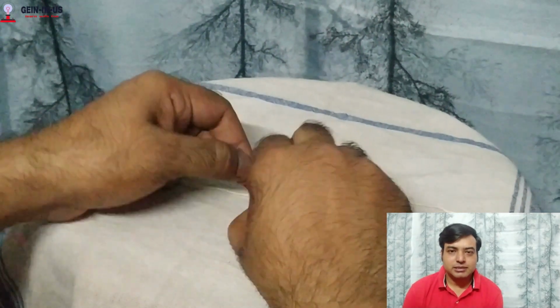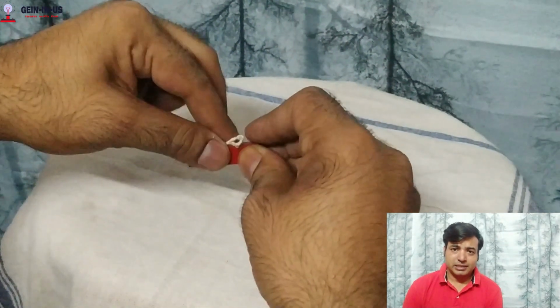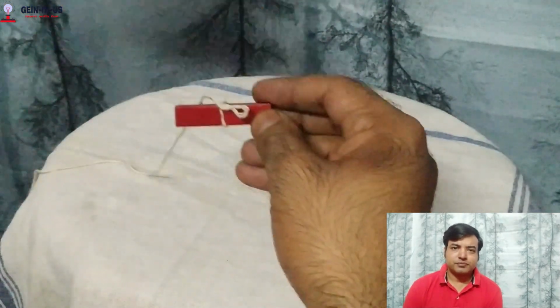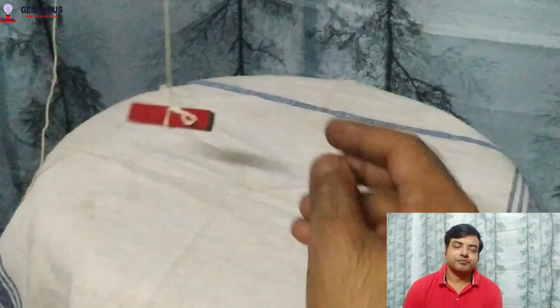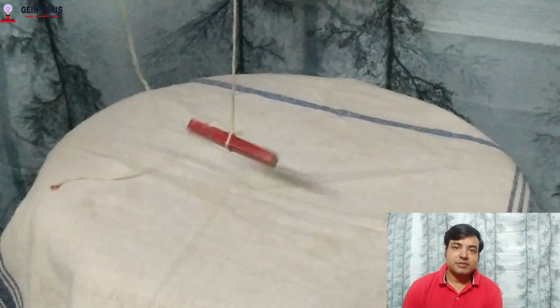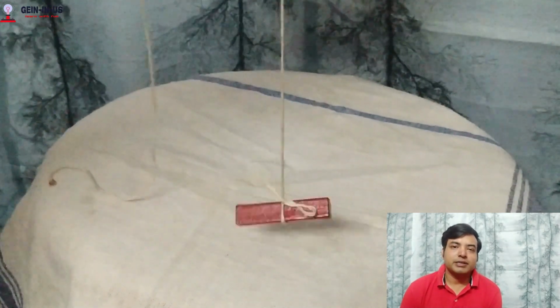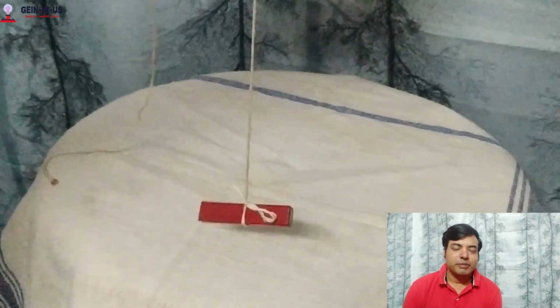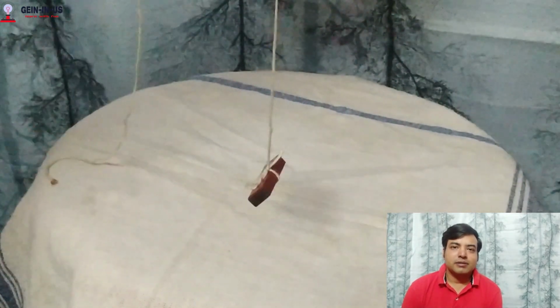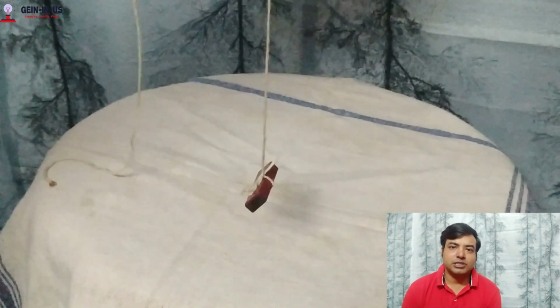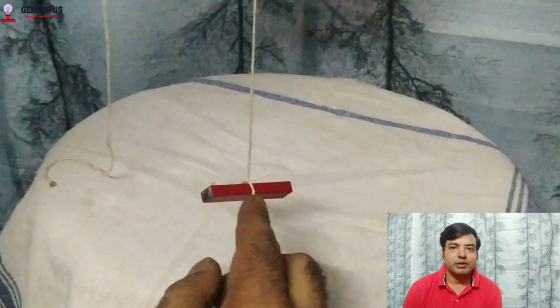After tying the magnet, we will suspend it and see. After suspension, the magnet is moving. Give some time so that the magnet comes to rest. After coming to rest, you can find that the magnet is aligning in a particular direction. If I change the direction, it will also come to that same alignment only.